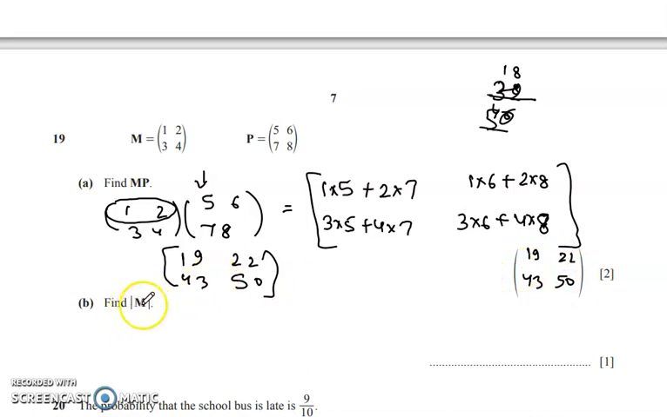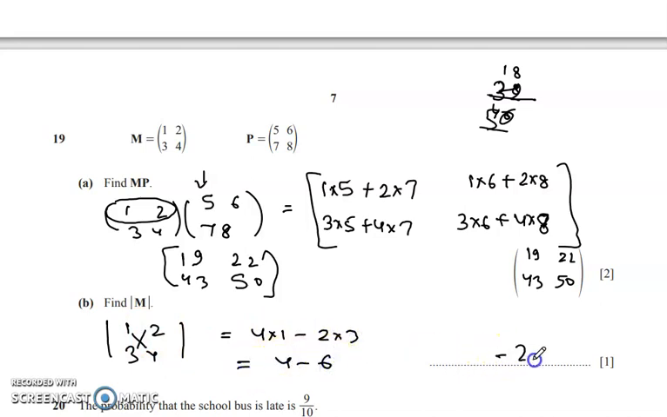Now find the determinant of M. So this is M, 1 2 3 4, that's simple. Just 4 into 1 minus 2 into 3, which is 4 minus 6, that is minus 2.